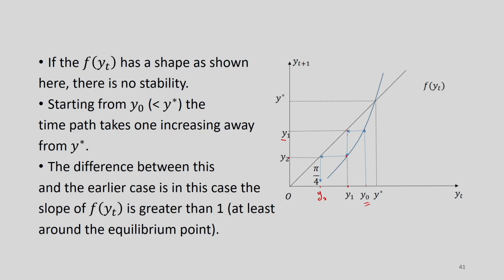The difference between this and the earlier case is, in this case, the shape of f(y_t) is the slope. The slope of f(y_t) is greater than 1, at least around the equilibrium point. That you can see here, this line f(y_t). f(y_t) is a steep line, in particular it is intersecting the 45-degree line from below, which means that it has a slope which is greater than 1, which is the slope of the 45-degree line. And in this case we are getting the case of dynamic instability.